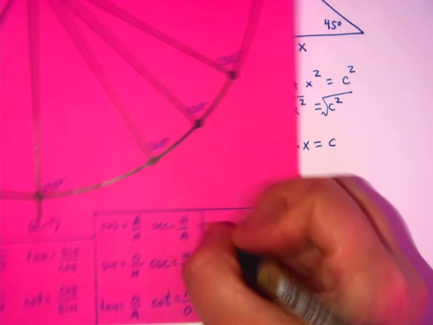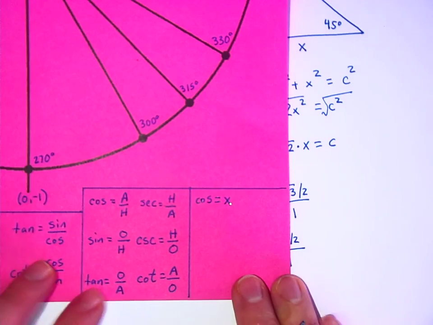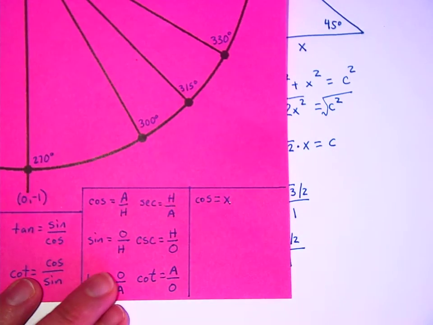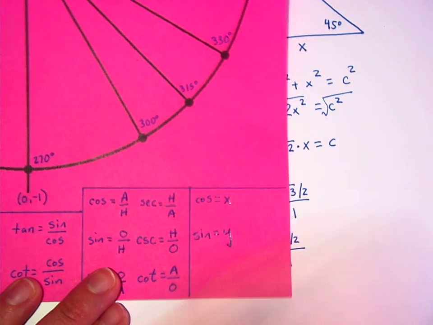The cosine is equal to the x value, always. And the sine is equal to the y value, always.